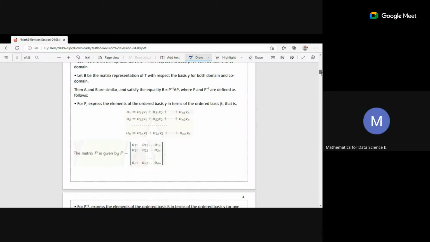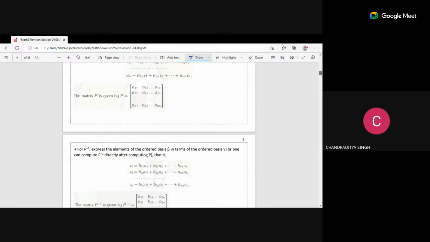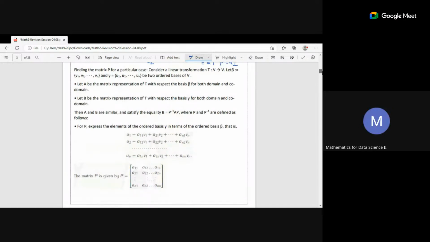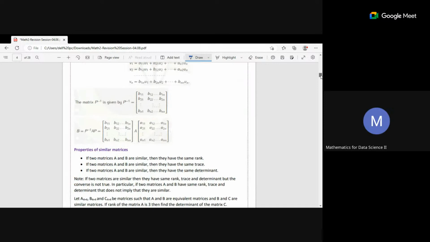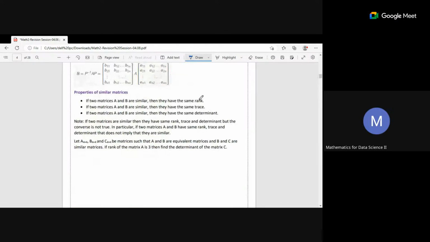Exactly. Okay. And for equivalent matrices, we can have different bases for the domain and codomain. Yes. For equivalent matrices, the domain and codomain are different. That is why we were having two different bases. But here you see the domain and codomain are the same. That's why we are having only one basis here.